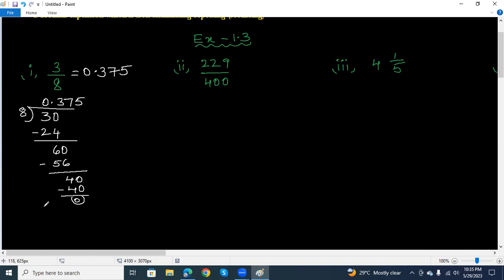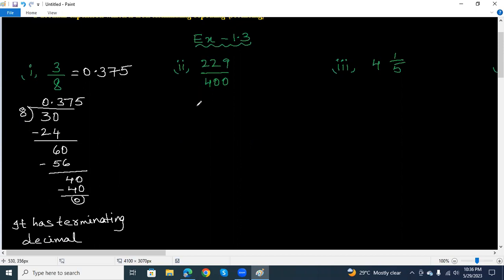So this is called a terminating decimal, right? It has a terminating decimal, we can write.